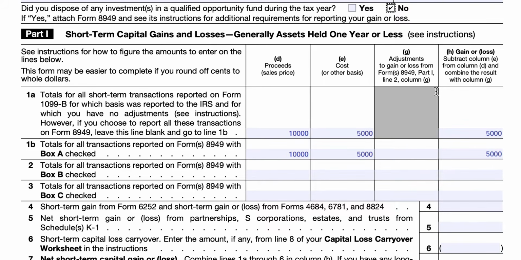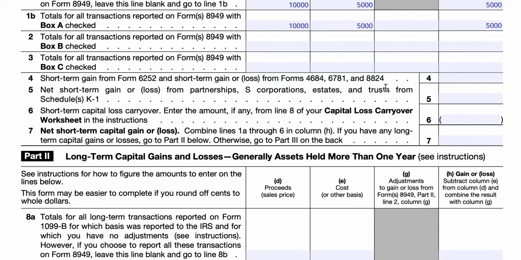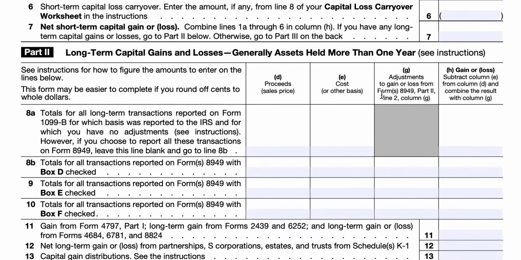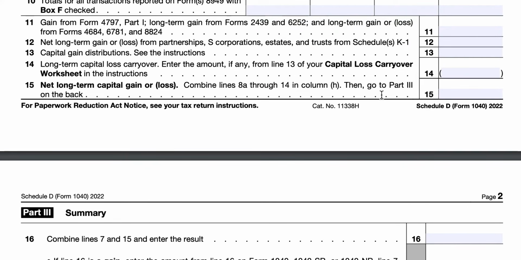Now what we'll do is calculate the short-term gains and losses in part one. We'll calculate long-term gains and losses in part two. And then in part three, we will work through the schedule so that we can figure out exactly how to report this information, and whether additional worksheets are required.